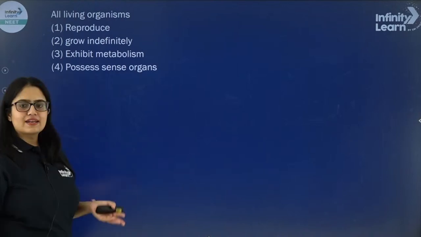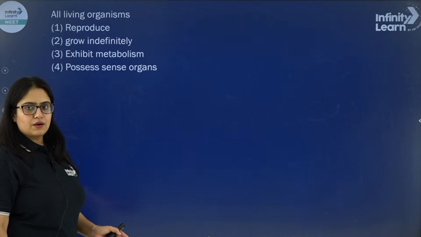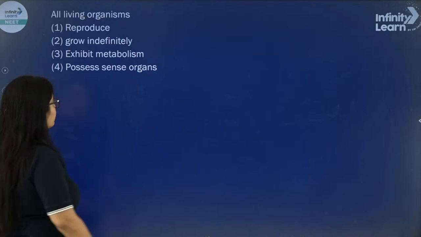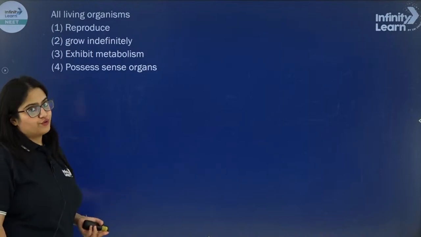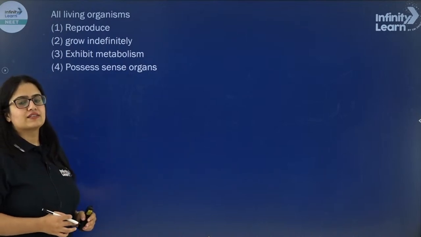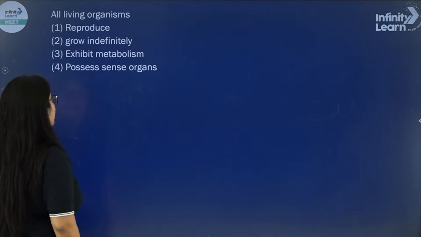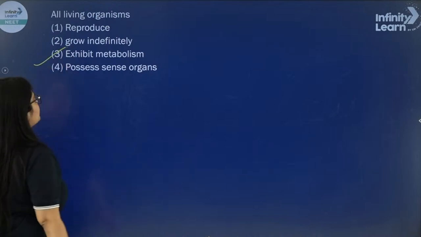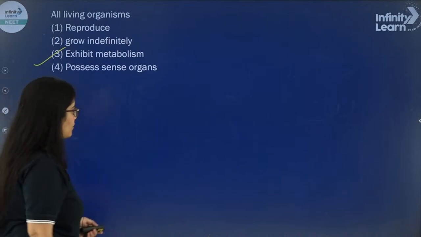No, my dear students, there are exceptions in living organisms itself, like infertile human couples. They do not reproduce. Grow indefinitely? No, when we talk about animals, we do not grow indefinitely. Next, exhibit metabolism? Yes, this is in fact a defining feature of living organisms. All living organisms, without any exception, exhibit metabolism, which is the sum of catabolism and anabolism. This is the right answer. They possess sense organs. Sense organs are not found in all living organisms, especially the lower ones. Next.